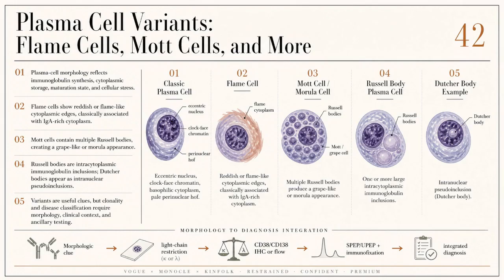In summary, flame cells and Mott cells are more than morphological curiosities. They are integral to understanding the secretory dynamics and pathological state of plasma cells in myeloma and related disorders. For histotechnologists, mastering the nuances of specimen handling, fixation, staining, and imaging is essential to accurately identify these variants and contribute meaningfully to the multidisciplinary diagnostic process.